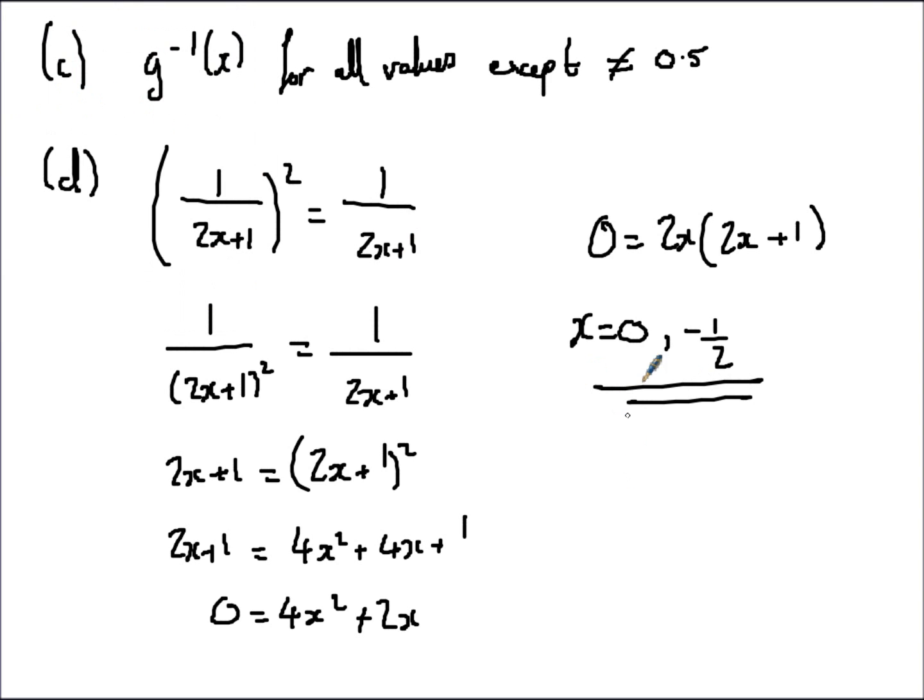But the issue with this, if you did accept that answer, is that actually minus a half, if you sub that back into the original equation, wouldn't work, because that would then give you 1 divided by 0. And why can't you do that? Because it's not in the defined range here. So that just gets crossed out and you accept 0.